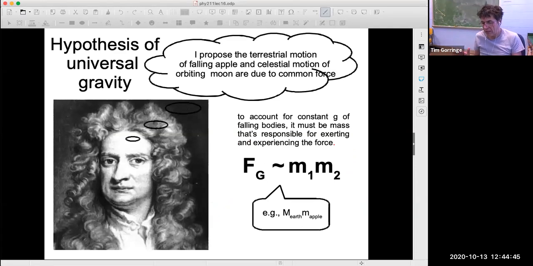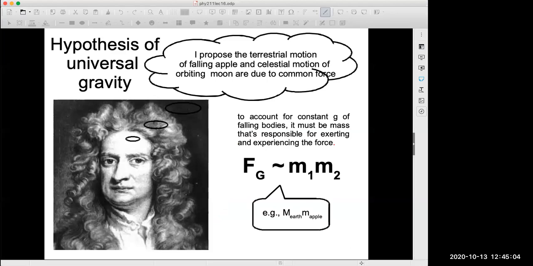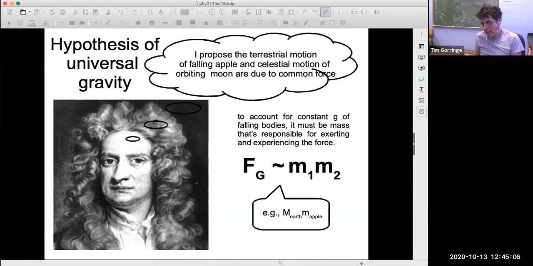So at this point, after thinking about acceleration, the directions of the accelerations of the moon and apple, and the sizes of the accelerations of the moon and apple, Isaac Newton hypothesized that there was a uniform influence, a uniform force responsible for both these motions. He proposed that the terrestrial motion of the falling apple and the celestial motion of the orbiting moon are due to a common force, a single force. And that's gravity, universal gravity.